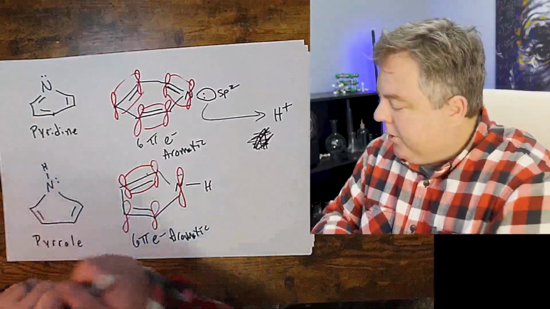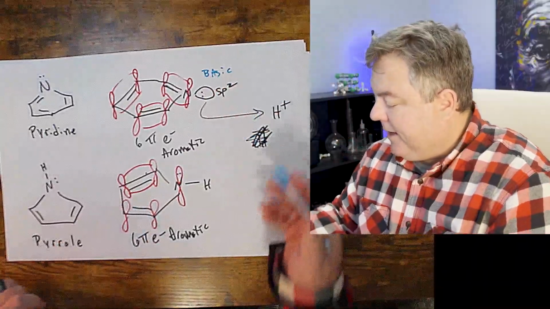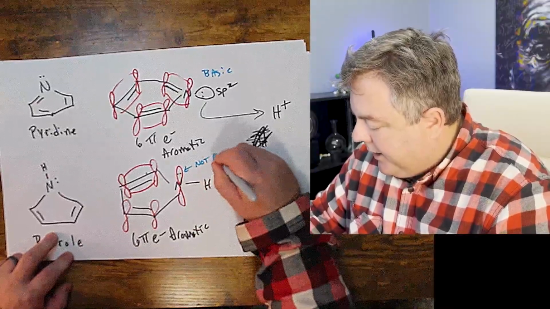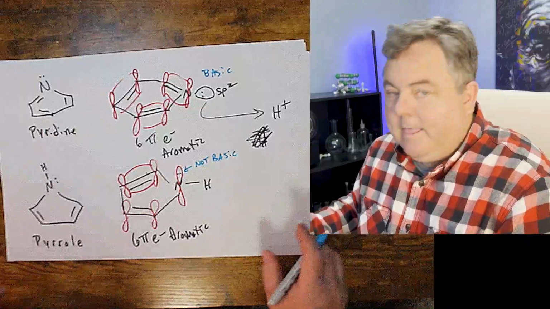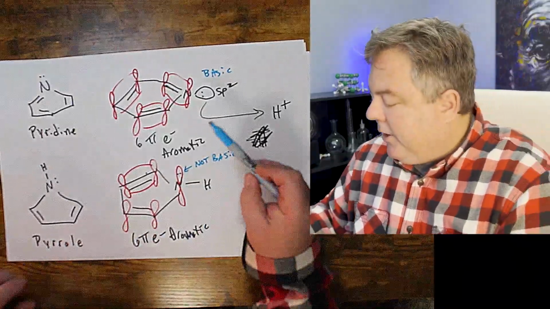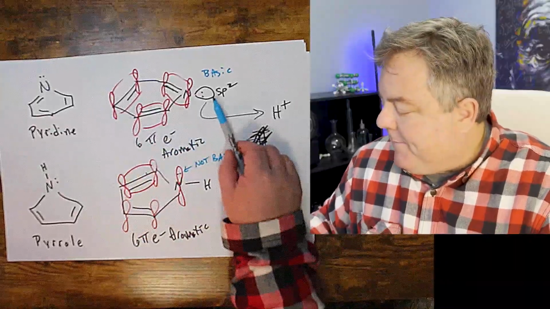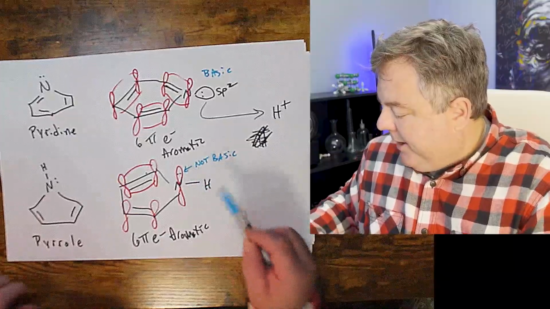So that means we would call these 2 electrons basic because they act like a base and they can go react with an acid. These are not basic. They would not go and react with an H+ of an acid. So that's how you can tell. That's another way of asking, are these electrons in the aromatic system or not? If they're not, we say they're basic. If they are, we say they're not basic.